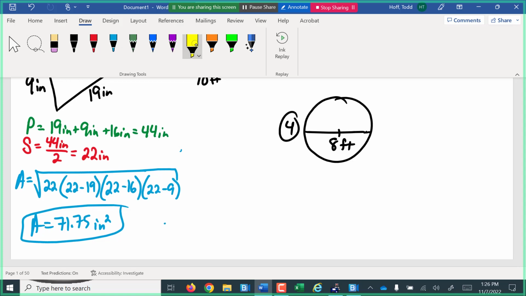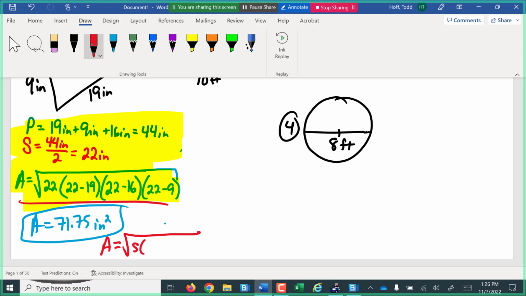Okay, well, I'll give you a half a minute or so to get that down so you have it in your notes. Because in the quiz we're doing at the end of class today, there is a Heron's formula problem. So this formula here is area equals the square root of S times S minus A times S minus B times S minus C.